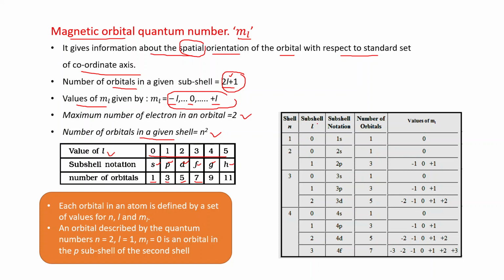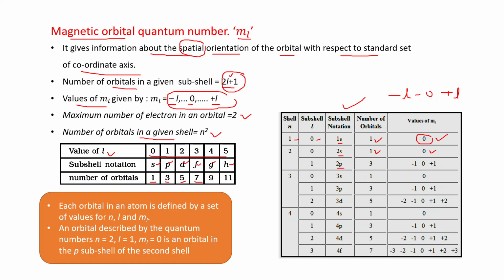Now, see this table again. This is n, subshell is 0, and this is 1s. In this case, the number of orbitals is 1, and this ml value is 0. Why 0? The value starts from minus l to 0 and goes to plus l, and for the s subshell l value is 0, that's why the ml value for the orbital will also be 0. Now this is again 2s, that is again an s subshell, there is 1 orbital, and its ml value is also 0.